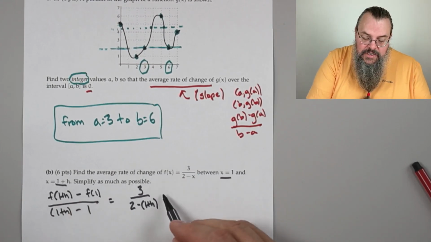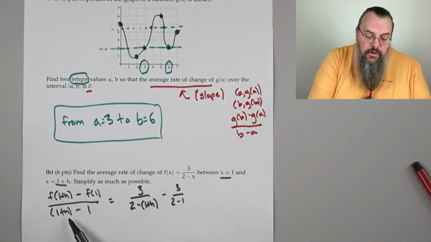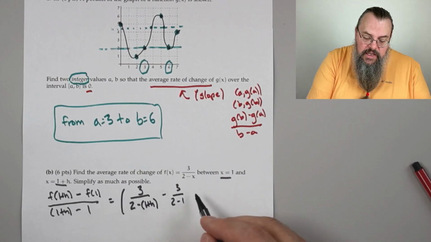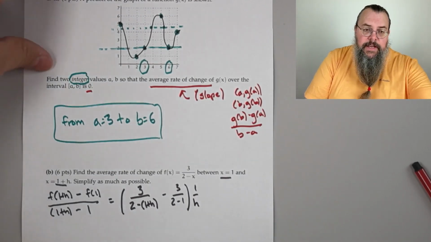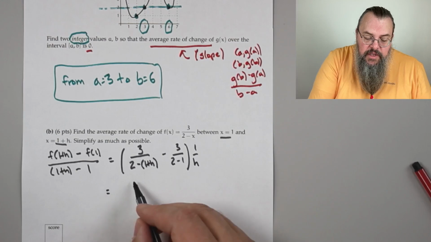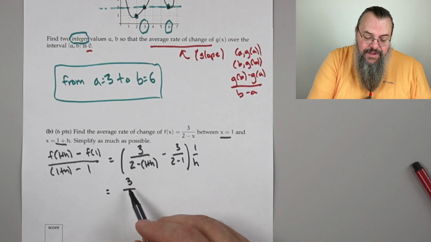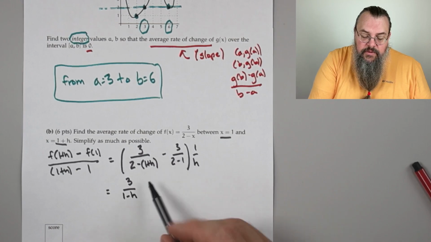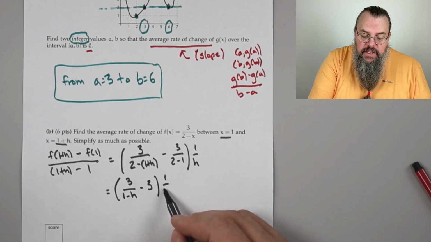Okay, subtract. Then we're going to have 3 over 2 minus 1. And downstairs, 1 plus h subtract 1 would be h. And so let's write that just to help us follow along as a 1 over h. All right. Well, let's clean that up a little bit. So that would be 3. Okay, the minus distributes, and that's why we want those parentheses. So that would be 1 minus h. And then here, 2 minus 1 is 1. So we have minus 3 and 1 over h.